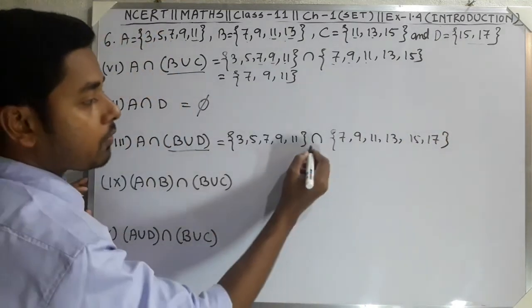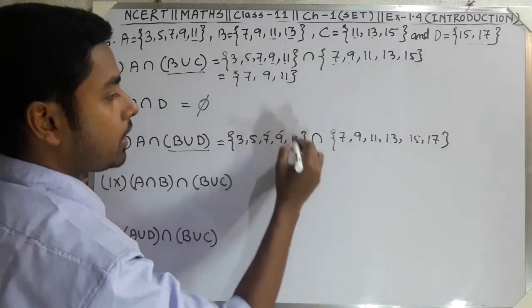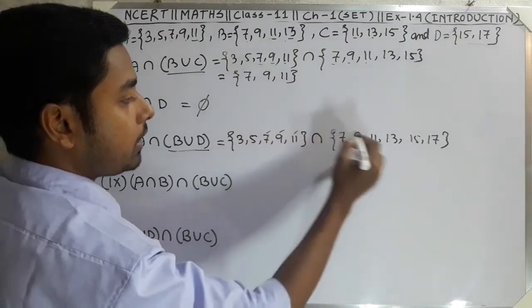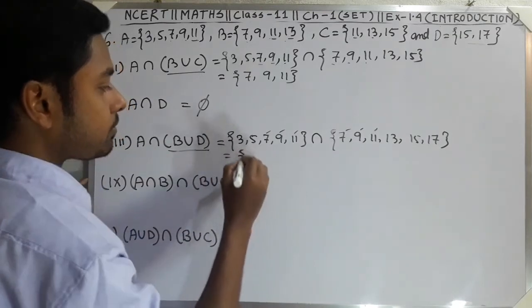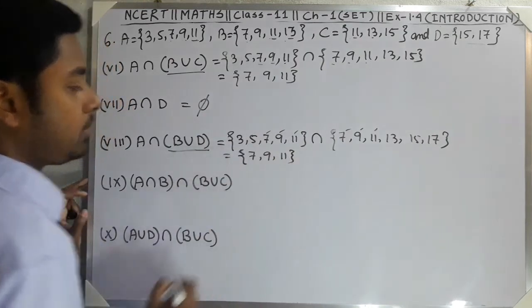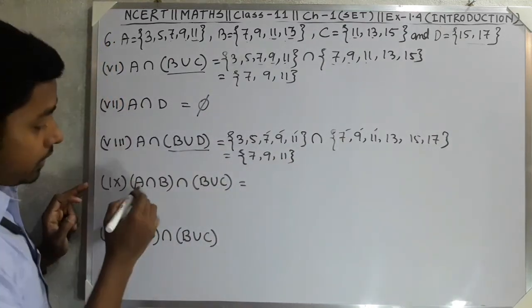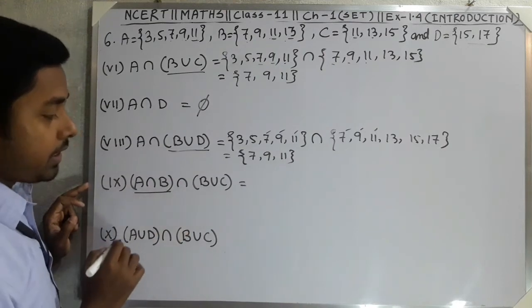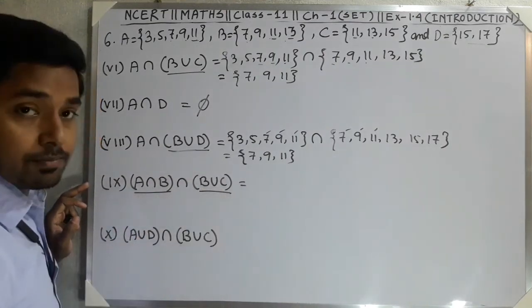Now we have to find out intersection. That means only common elements. 7, 9, 11 only. Okay. So what is the answer? 7, 9, 11.